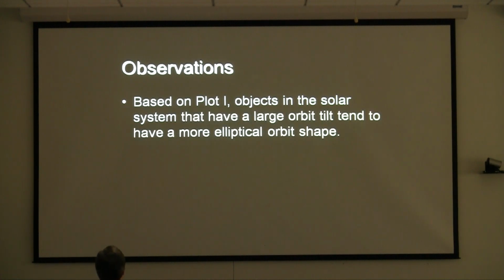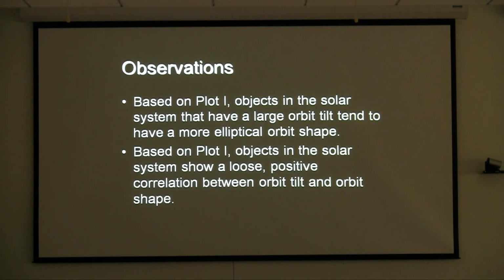How did I say it? Objects in the solar system that have a large orbit tilt tend to have a more elliptical orbit shape. That's indicating a positive correlation. This is the friendly way to put it, and notice I use the words tend to. It's not an absolute. And then, of course, the more mathematical way to say it is objects in the solar system show a loose positive correlation between orbit tilt and orbit shape. Great. Where do we go from here?